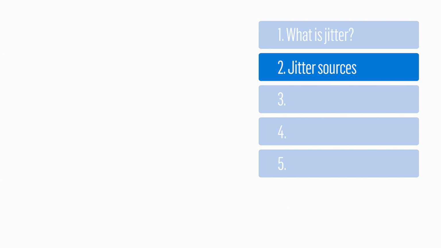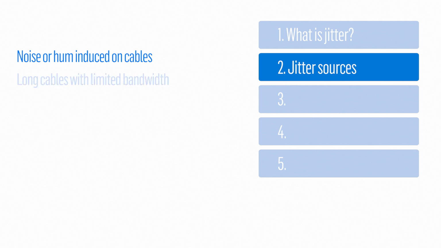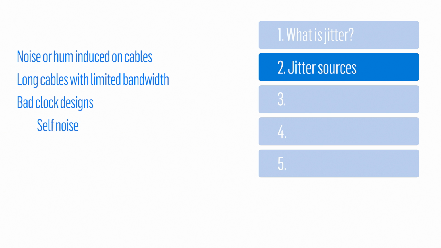Jitter comes for a number of reasons. It could be noise or hum induced on digital audio cables, just like you know it from analog cables. Or it could be long cables with limited bandwidth, rounding off the electrical signal edges. There are also a lot of bad clock designs inside products on the market. These circuits could have significant self-noise and add gain to incoming jitter.